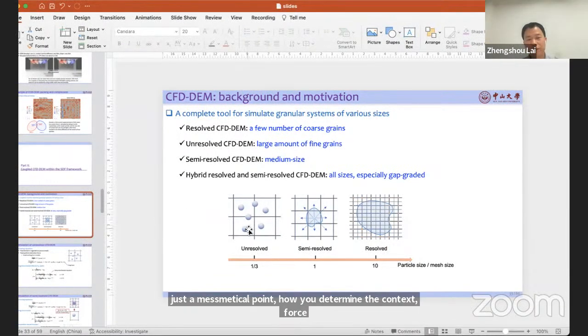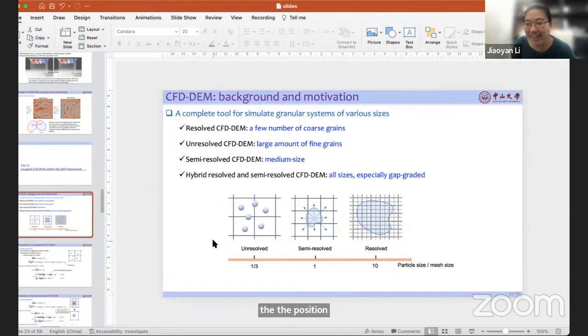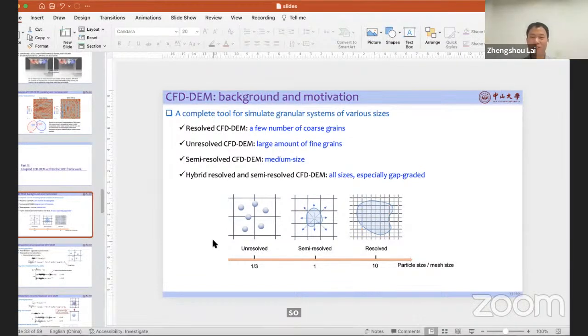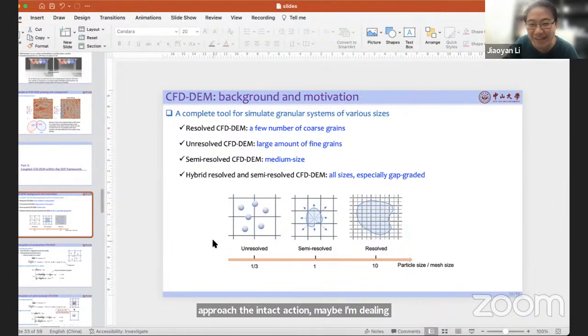Okay, so actually here, the CFD and the DEM will be solved independently, and they will just exchange the forces. So for the unresolved CFD-DEM, in the DEM part, the particles will have their conventional size and also the radius and position. I see. So when we approach their interaction, they will be regarded as points. Yeah, that makes sense. Thank you very much for that detailed explanation.